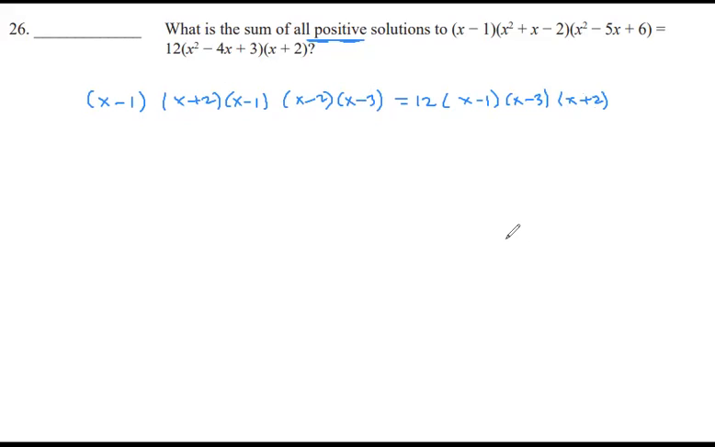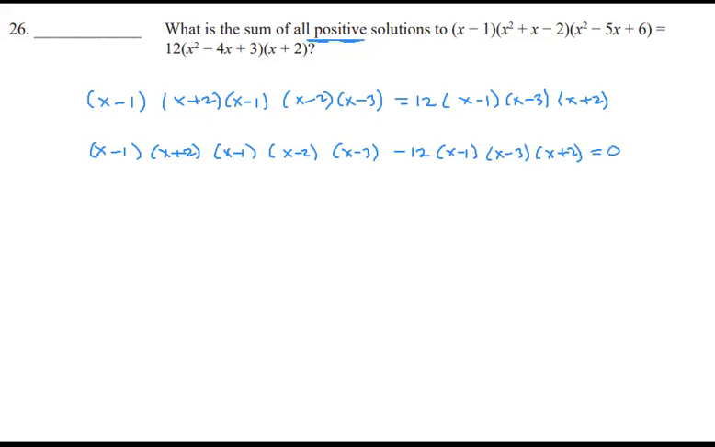x minus 3. If you would like to cancel these factors, we can, but at the same time, we actually eliminate some of the solutions when we do so, right? So we cannot really do it because it's not going to be helpful. So if I just pull everything to one side, you will get x minus 1 times x plus 2, x minus 1, x minus 2, x minus 3, minus 12 times x minus 1, x minus 3, and then x plus 2. So this is equal to 0, right?